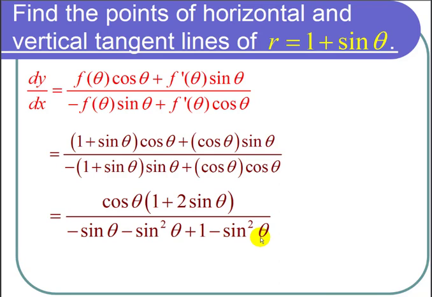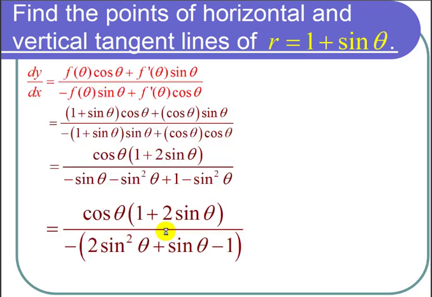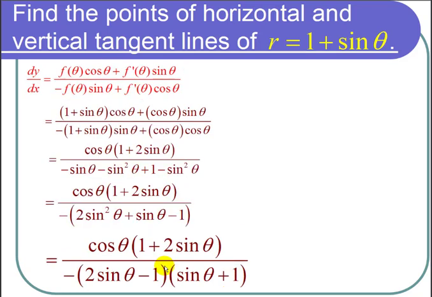So let's simplify the denominator a little more. We can combine like terms, and I get negative 2 sine squared theta on the bottom. And I'm going to factor out a negative 1 and change the signs of everything. So I get the same numerator. For the denominator, I have negative, parenthesis, 2 sine squared theta plus sine theta minus 1. The bottom here factors, and it factors as 2 sine theta minus 1 times sine theta plus 1. So now I'm ready to find the horizontal and vertical tangent lines.